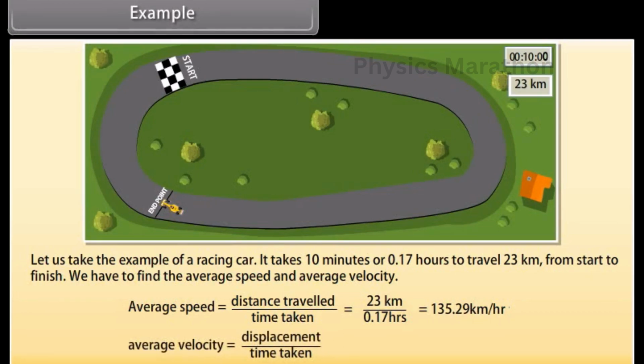Similarly, average velocity is displacement by time taken. We can see in the picture that displacement is 4 kilometers. Therefore, average velocity is equal to 4 kilometers by 0.17 hours, which is equal to 23.53 kilometers per hour.